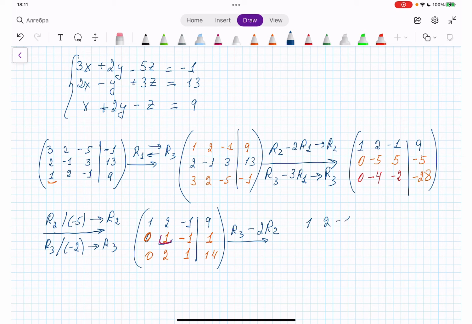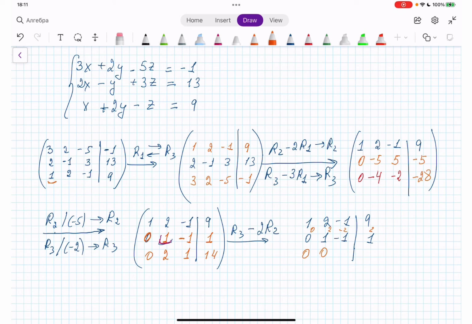1, 2, negative 1, 9. Second line we also leave alone: 0, 1, negative 1, 1. But because we need third line minus twice the second line, let me multiply here by 2. It's going to be 0, this is going to be 2, negative 2, and here I get 2. Yes? So which means third line, 0 minus 0, it's going to be 0. And then 2 minus 2, it's going to be 0.